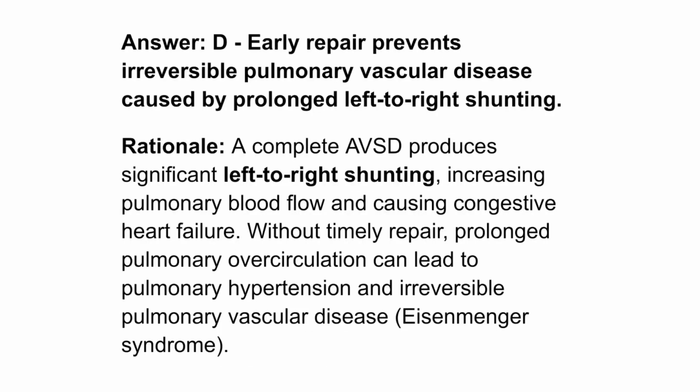Answer: D. Early repair prevents irreversible pulmonary vascular disease caused by prolonged left to right shunting. Rationale: a complete AVSD produces significant left to right shunting, increasing pulmonary blood flow and causing congestive heart failure. Without timely repair, prolonged pulmonary overcirculation can lead to pulmonary hypertension and irreversible pulmonary vascular disease, Eisenmenger syndrome.